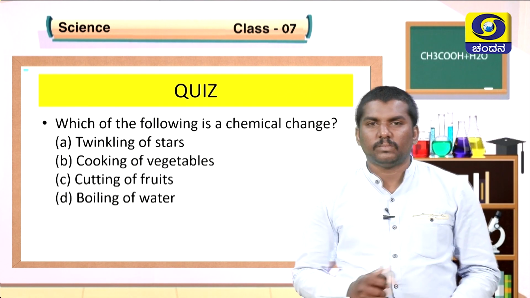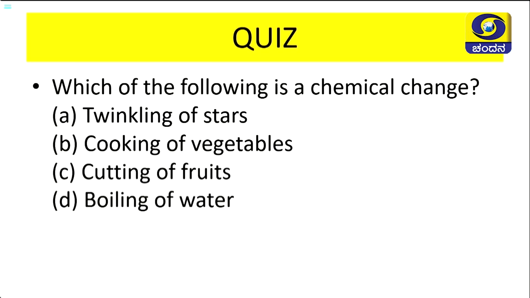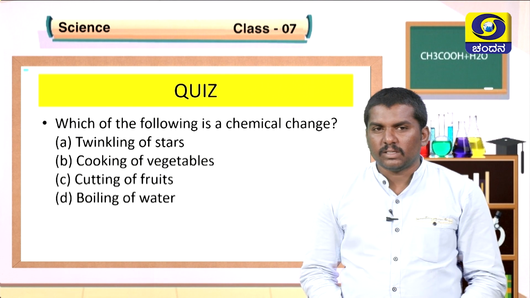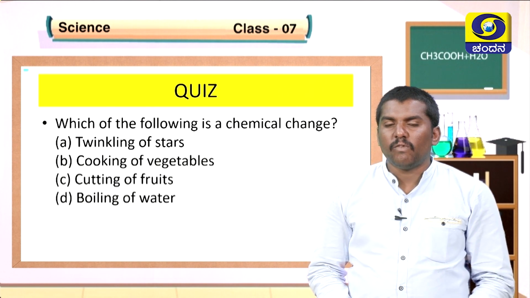Question number 2. Which of the following is a chemical change? Option A, twinkling of stars. Option B, cooking of vegetables. Option C, cutting of fruits. Option D, boiling of water. Tell me the answer. Yes, the option is cooking of vegetables.